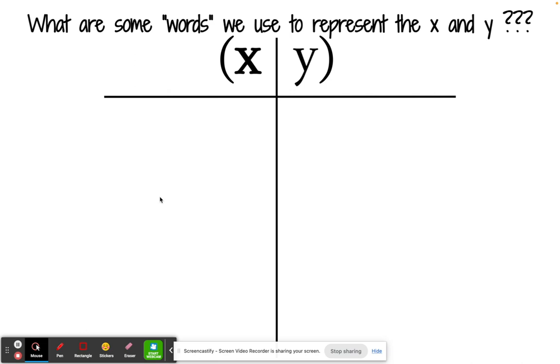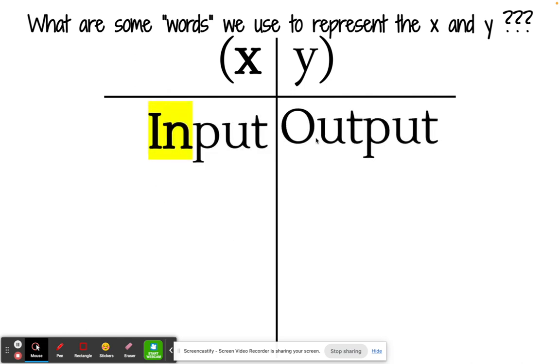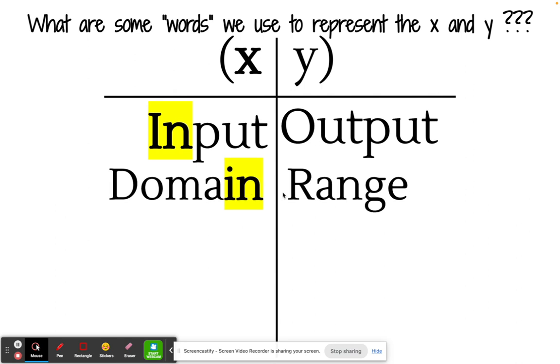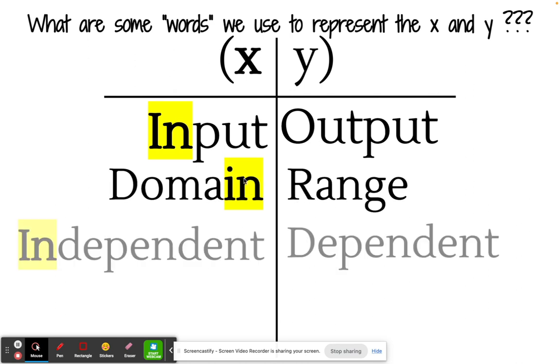So let's talk about some words we can use to represent x and y. We've heard of input and output. We've talked briefly, I think, about domain and range, and independent and dependent. Input, domain, independent are all our x variables, and output, range, dependent are our y variables. If you ever have trouble remembering which one is x, look for the word "in." Input, domain has an "in" in it, independent has an "in." Those are all our x variables.